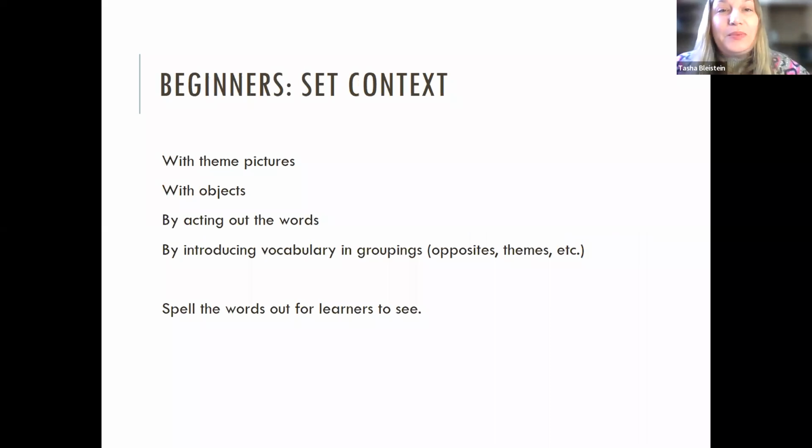So when you're working with beginner level learners, how can you set the context and help them with vocabulary? Some ideas that we'll look at are theme pictures, objects, acting out words, introducing vocabulary in groupings like opposites and themes. Also, when you're introducing any new word for beginners, spell it out, write it down on the board or on a piece of paper so they can see what the word looks like. This will help them later when they're trying to spell the word.